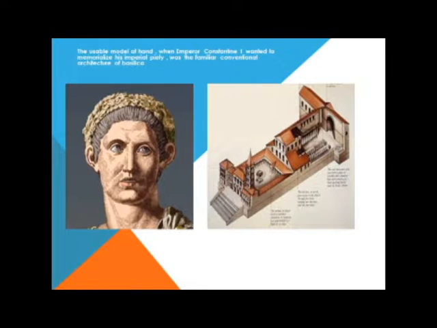The usual model at hand when Emperor Constantine I wanted to memorialize his imperial piety was the familiar conventional architecture of the basilica. There were several variations of the basic plans of the secular basilica, always some kind of rectangular hall, but the one usually followed for churches had a center nave with one aisle at each side and an apse at one end opposite the main door at the other.